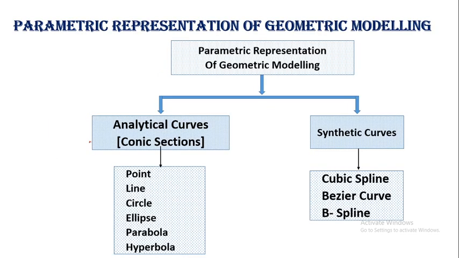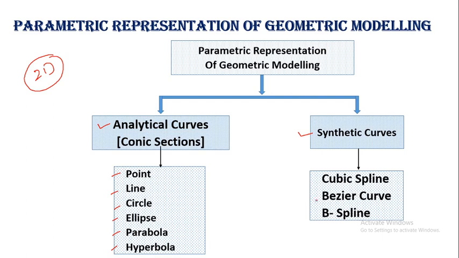As far as the geometry is concerned, there are 2 types of geometries. The first is called analytical curve, the second is called synthetic curve. You have to draw this geometry under 2D geometry. Analytical curve is also known as the conic section. In conic section you have point, line, circle, ellipse, parabola, hyperbola. This geometry is known as analytical curve. Second is synthetic curve. First is the cubic spline curve, also known as the Hermite curve.